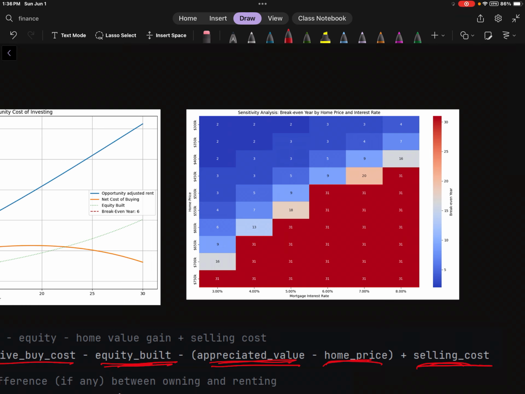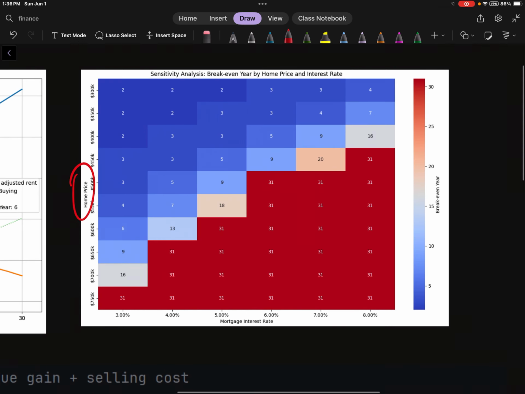And I did a sensitivity test just out of curiosity. The Y-axis is house price, and the X-axis is the mortgage interest rate. As you can see, it's extremely sensitive to interest. For me, maybe 5 years is a sweet spot. It changes drastically based on the interest rate.